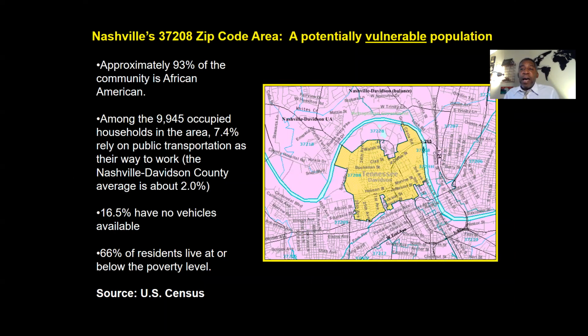So we identified the 37208 zip code area, as you've heard about in this class, as being a potentially vulnerable population for a variety of reasons. 93% African American as of 2009, a significantly higher percentage than average of people relying upon public transit than in the rest of Davidson County. 16.5% have no vehicles available. So we can easily see that this population would have a very difficult time evacuating in times of emergencies. About 66% at or below the poverty level. Now, this was as of 2009. A lot has happened in the 37208 zip code area since then in terms of gentrification. But at the time, that's what the situation was.